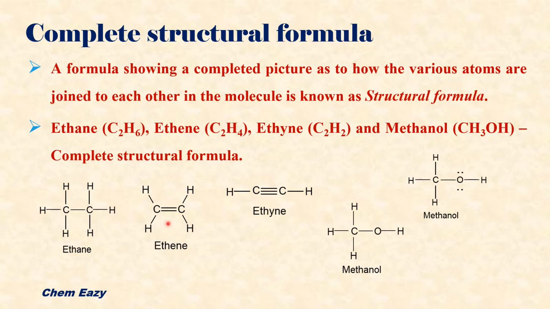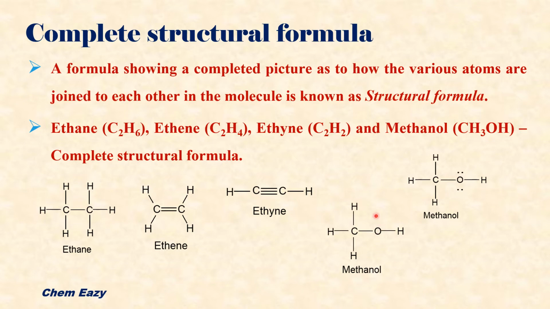C2H4. Here there is a double dash, that is a carbon-carbon double bond, and each carbon is bonded with 2 hydrogen atoms by a single bond, which is clearly shown. The next one is ethyne. Here a triple dash, that is a triple bond, is there between carbon and carbon, and each carbon is bonded with a hydrogen atom by a single bond.